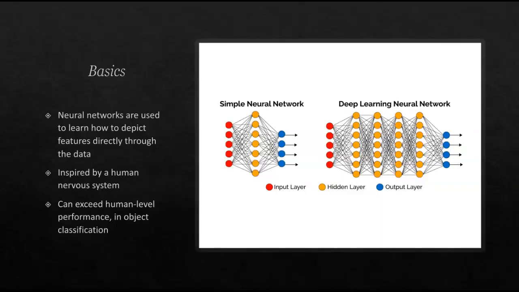The basics. Neural networks are used to learn how to depict features directly through the data. Inspired by the human nervous system, they can exceed human-level performance in object classification. In the picture, we have two different neural networks: a simple one and a deep learning network. The simple network has only 3 layers: an input, a hidden, and an output. However, in a deep learning network, you can have one input layer, several different hidden layers, and one output layer.